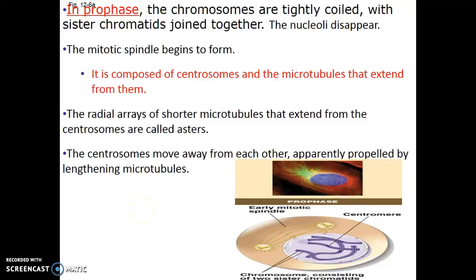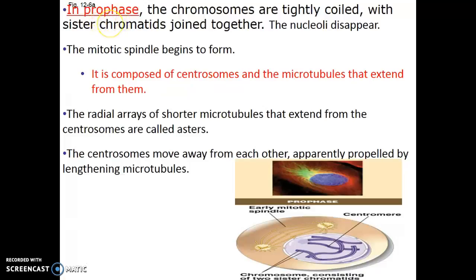Since we have talked about an overview of the subphases of mitosis, we're going to look closer at each phase and talk about each event that happens in each phase. The first subphase is prophase.